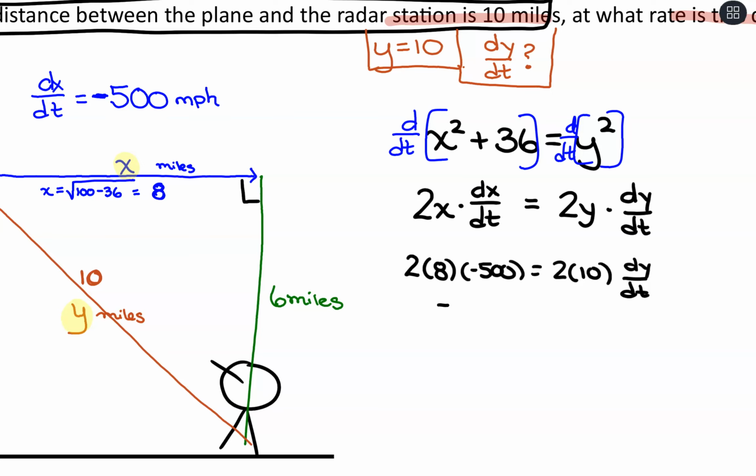And let's see, that would be a negative 800,000. 8,000 equals 20 dy/dt, which means dy/dt would be negative 400.